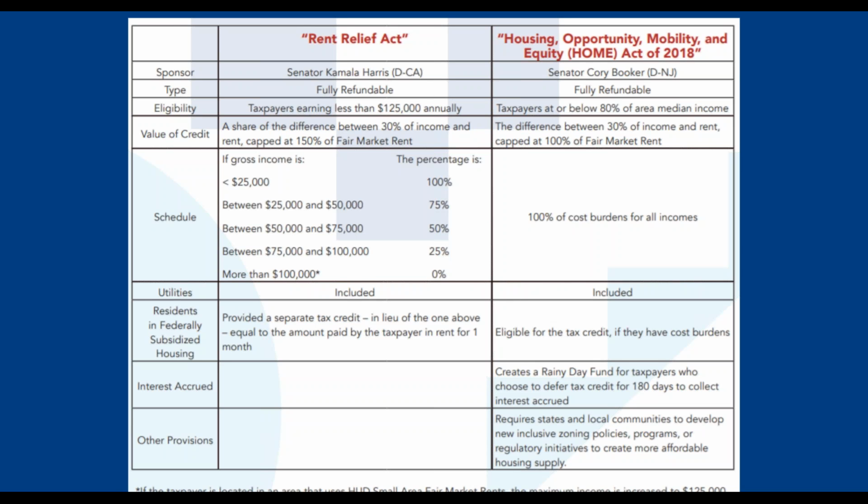Eligibility in the Rent Relief Act would be to families who are $125,000 or less annually, and then that would be a prorated amount based on what the income levels are. The Cory Booker version is actually looking at folks who are at 80% of the area median income as opposed to a flat dollar amount cap and then tapering down on a prorated basis. So these are both interesting.